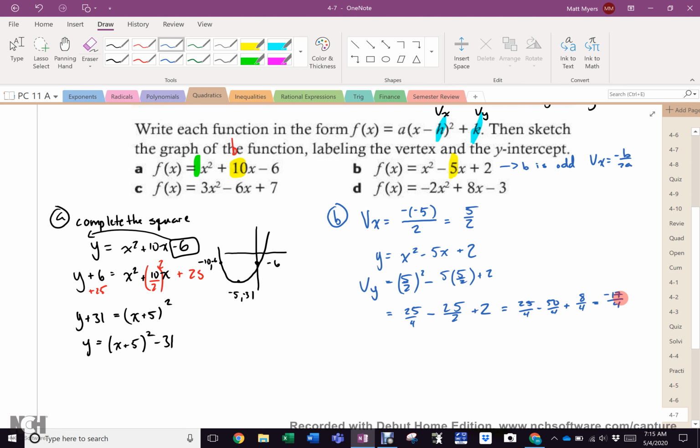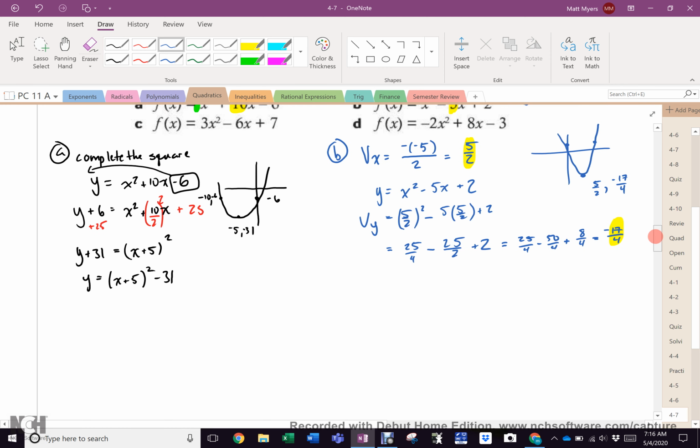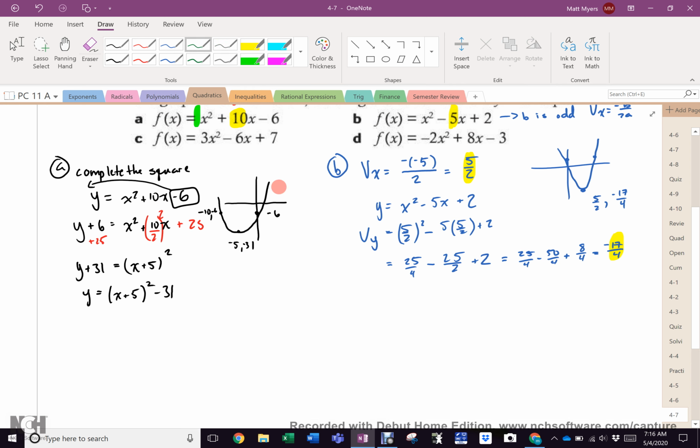So now I know my vertex x right there, my vertex y right there, and I can go ahead and graph it. Positive 5 over 2, negative 17 over 4 is down there. And I know my y-intercept is positive 2. So it looks like that. Now let's look at C.